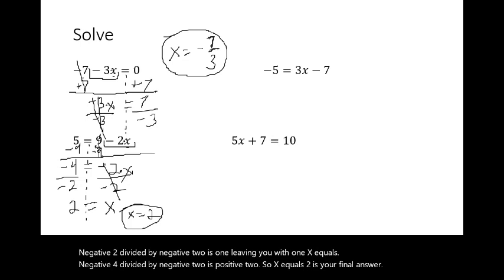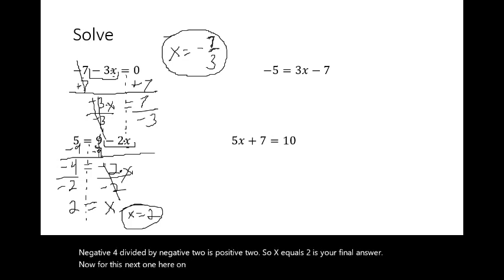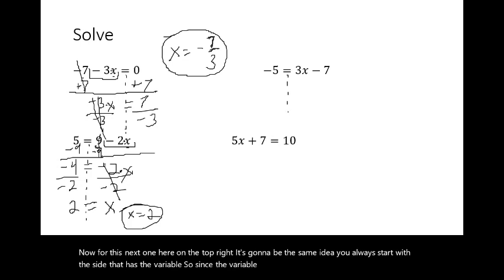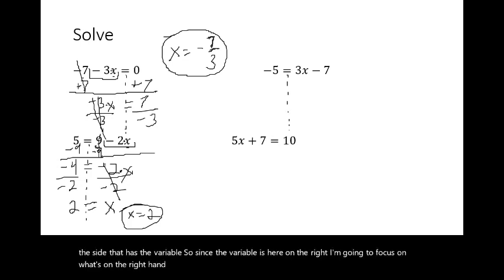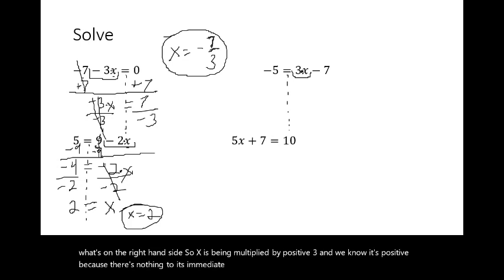Now for this next one here on the top right, it's going to be the same idea. You always start with the side that has the variable. So since the variable is here on the right, I'm going to focus on what's on the right-hand side. So x is being multiplied by a positive 3, and we know it's positive because there's nothing to its immediate left. So those are going to stay together for now, and I'll eventually undo that multiplication.